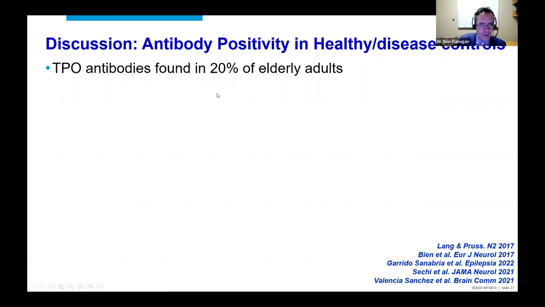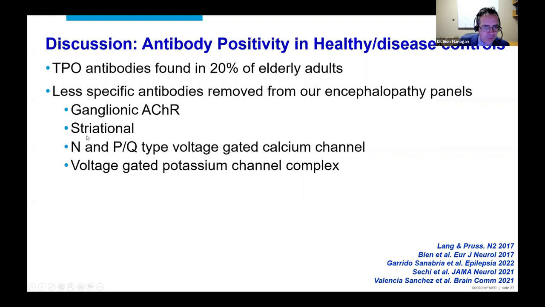Here at Mayo Clinic, there used to be more antibodies on our panel. Some of these, the ganglionic, the striated muscle, the potassium channel complex, and many of these we've removed from our panels because they're not reliable tests and there's too much positivity in the background.